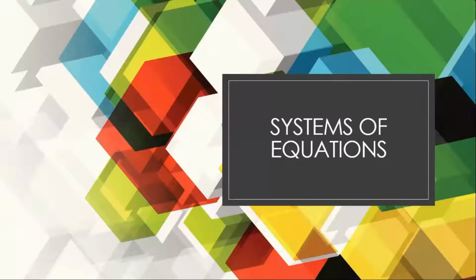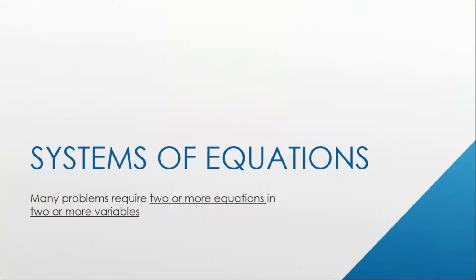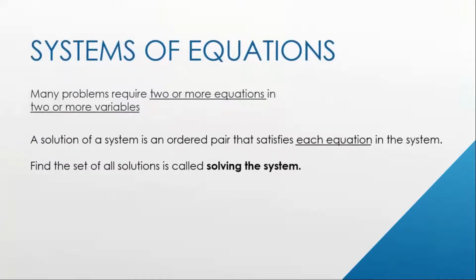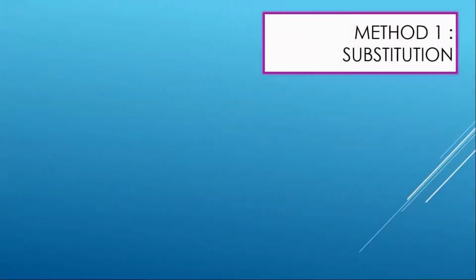Systems of equations. Many problems require two or more equations to be satisfied at once in two or more variables. A solution to a system is an ordered pair that satisfies each equation in that system. If we find the set of all solutions, it is called solving the system. There's several ways to solve these systems.